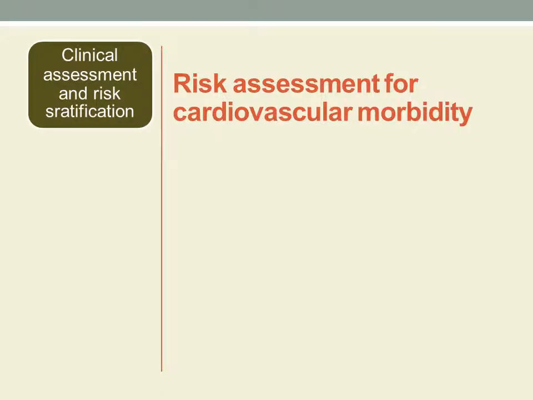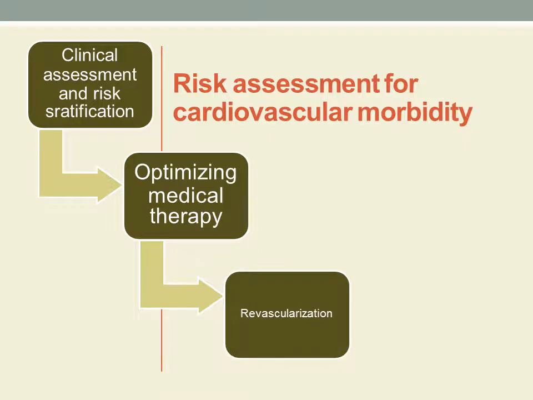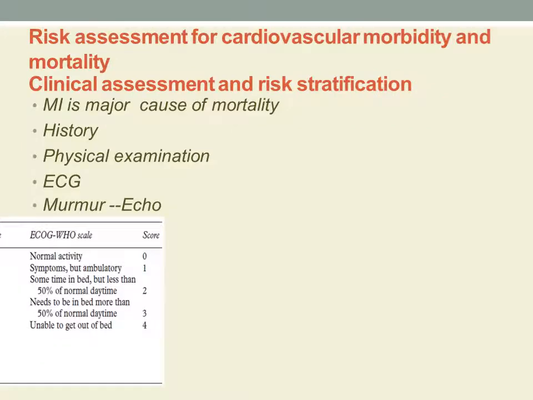So, risk assessment of cardiovascular morbidity includes clinical assessment and risk stratification, optimizing medical therapy, and revascularization of the patient. So, these are the three important steps. Myocardial infarction is a major cause of mortality in non-cardiac surgery. The risk of cardiac death and non-fatal myocardial infarction associated with lung resection is generally 1.5% and is ranked as intermediate risk.